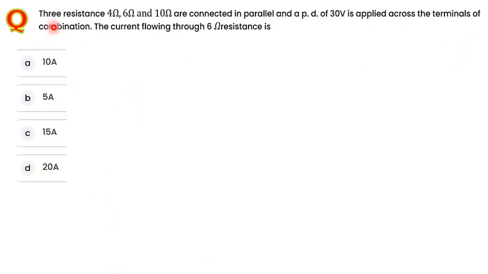The next question here is: three resistances 4 ohm, 6 ohm, and 10 ohm are connected in parallel. Remember, they have given that it is parallel, and a potential difference of 30 volt is applied across the terminals of the combination. Now, the current flowing through the 6 ohm resistance is?